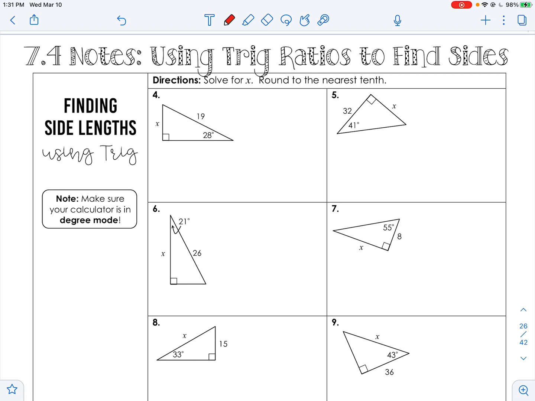as your answer. But we can use that and create an equation in order to find a side that's missing, as long as we have a side and an angle.